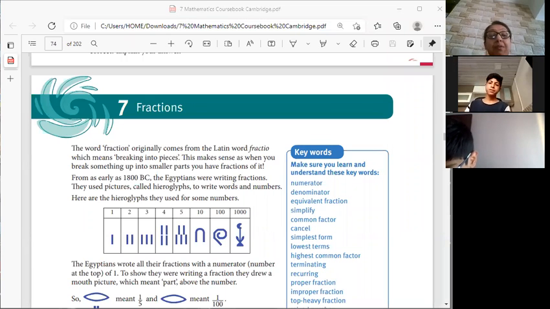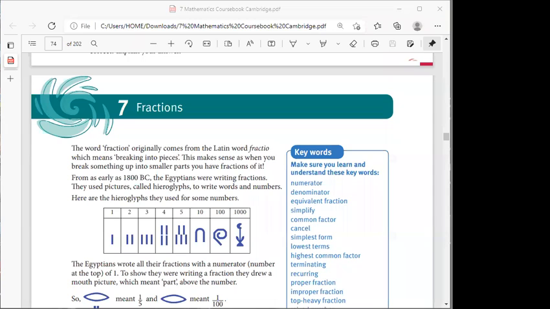In the last class, we completed chapter number 6. We were doing end of unit questions. Today, we are starting with a new chapter, chapter number 7, that is fractions. Everybody is with me? Yes, ma'am. Okay.